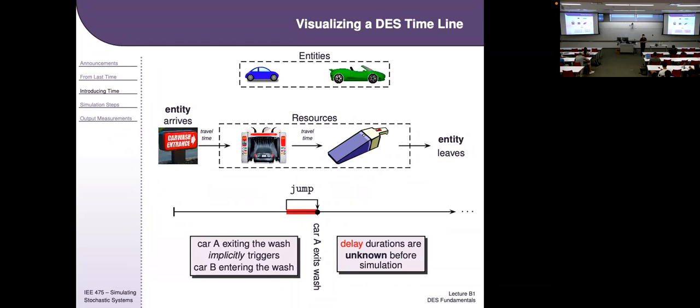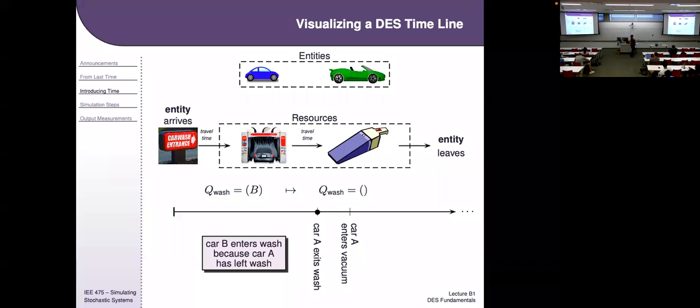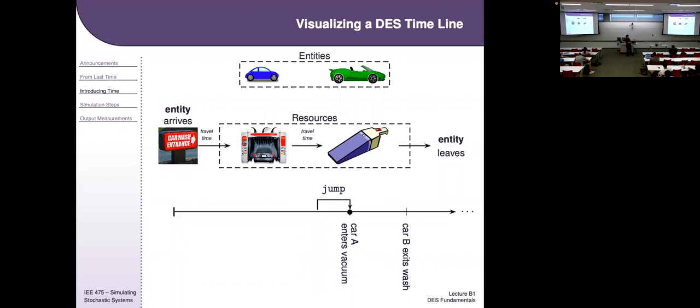And then we jump to when car A exits the wash. For an instant, the state of the system changes. The wash becomes free. That means we can put B into the wash, but we also need to deal with what happens with A. So we can schedule the time it takes for A to get to the vacuum. That's one thing we can schedule. The other thing is that B, which was sitting in the queue, is now out of the queue and in the wash. And because B has entered the wash, we can schedule when B exits the wash. And then we can keep jumping ahead.